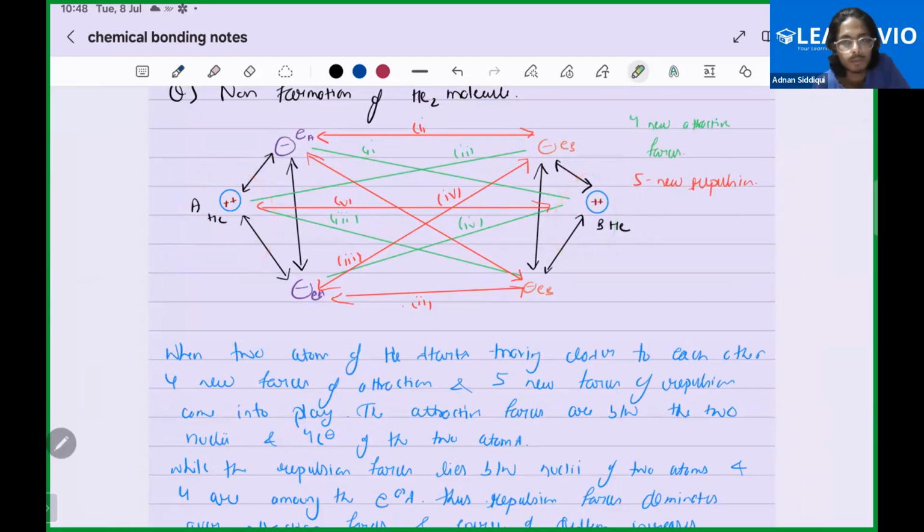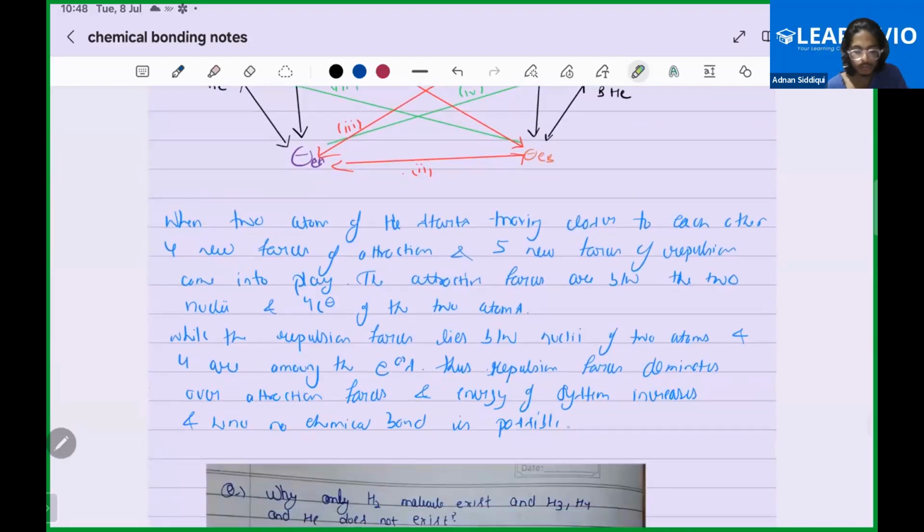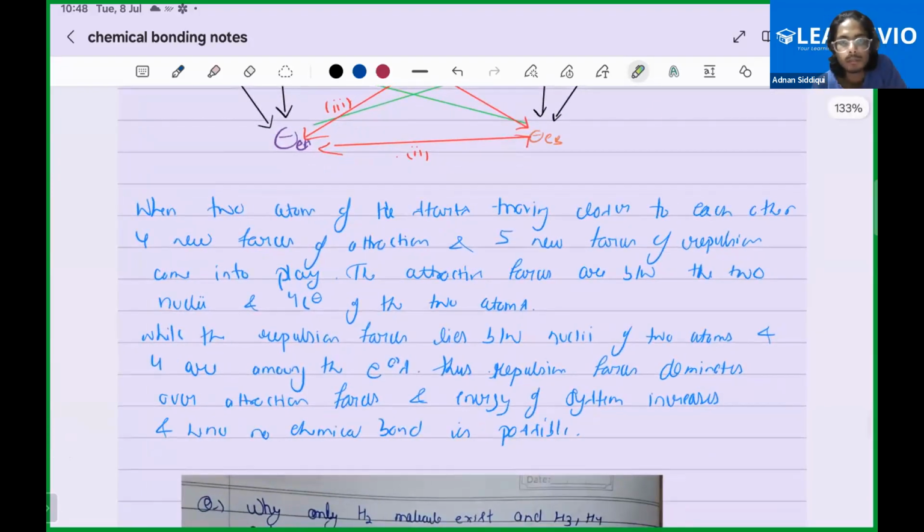So let us see what is happening when two helium atoms are coming close to each other. This is helium A, this is helium B. The red ones are repulsive forces and the green ones are attractive forces. What we are seeing is five new repulsive forces and four new attractive forces. So the repulsive are dominating. We can say when two atoms of helium start moving closer to each other, four new forces of attraction and five new forces of repulsion come into play.